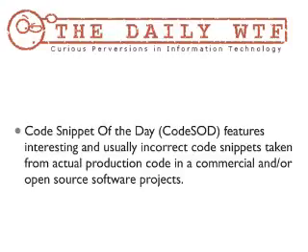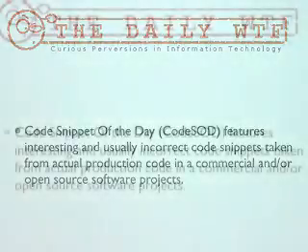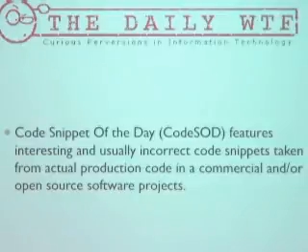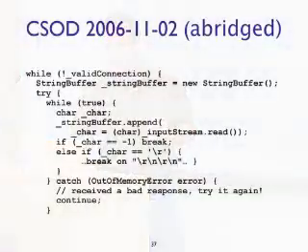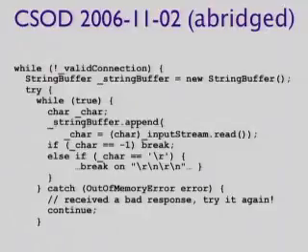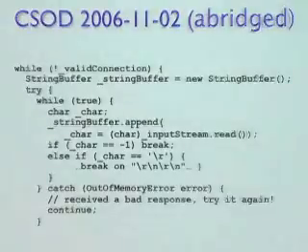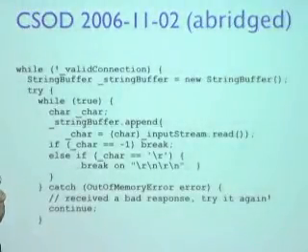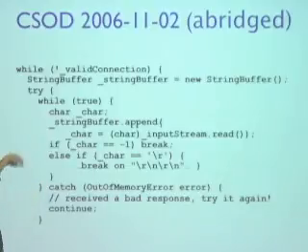The Daily WTF has a subsection, the code snippet of the day: interesting and usually incorrect code snippets taken from production code. This one was from about 2 years ago. Since we're running a little late, I'm not going to walk you through all of it, but it's really horrible code for many reasons. We're appending something to a string, we get an out of memory error, we continue this loop and keep on trying to do it.